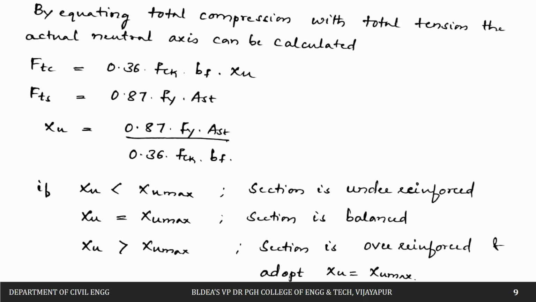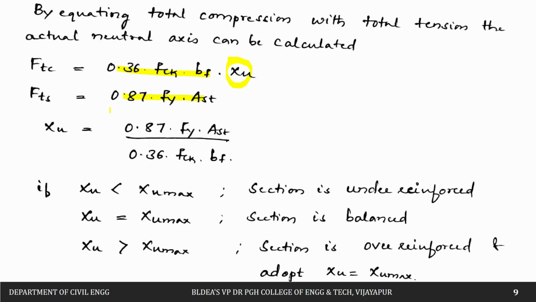Next, if it is a rectangular section, the total compression is 0.36 FCK into B into XU, that is BF into XU, and FTS is 0.87 Fy into AST. This is nothing but total compression and tension. If you want to calculate this XU value, we are going to equate total compression to total tension.